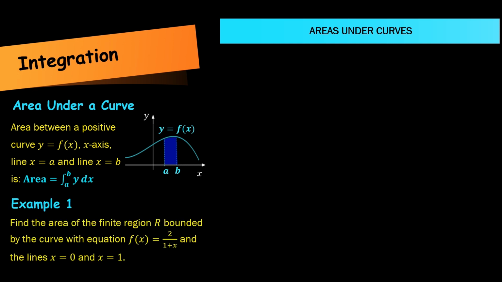Let's now take a look at an example. We are required to find the area of the finite region R bounded by the curve with equation f of x equals 2 over 1 plus x and the lines x equals 0 and x equals 1. So let's solve this. We're going to begin by sketching the curves on the same graph.